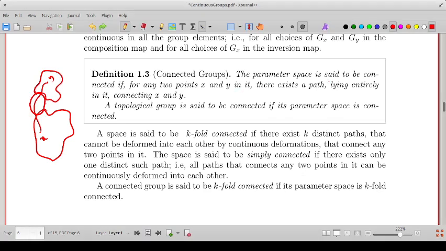Now, the parameter space is said to be connected if for any 2 points X and Y in it, there exists a path lying entirely in it connecting X and Y. And this should be true for any points X and Y.